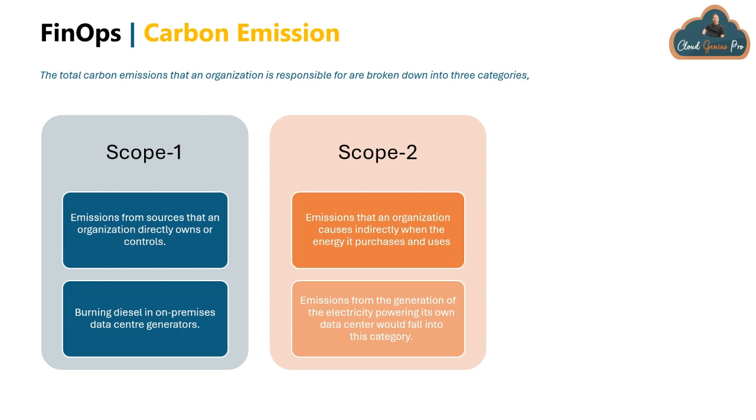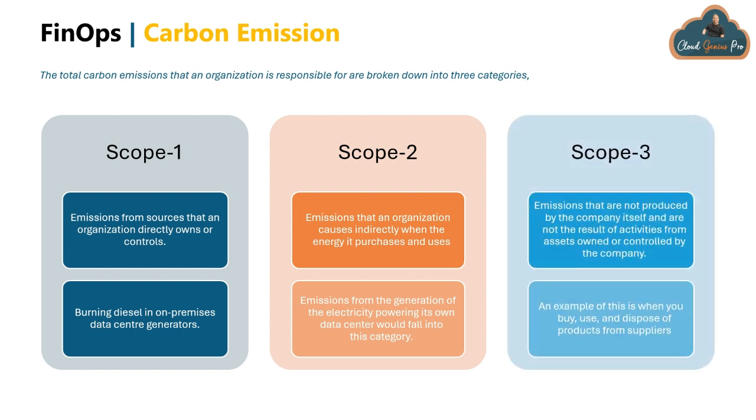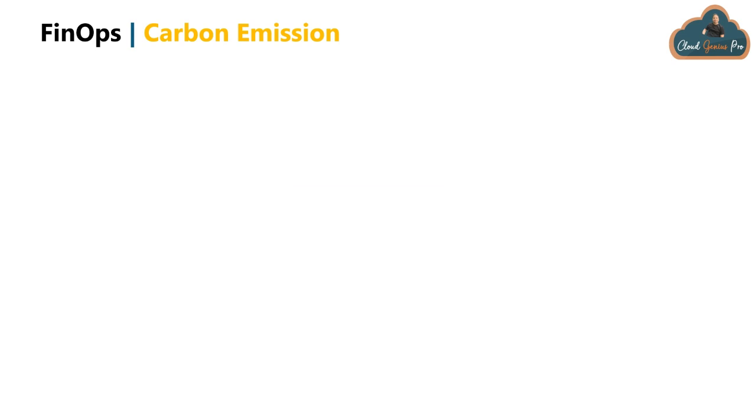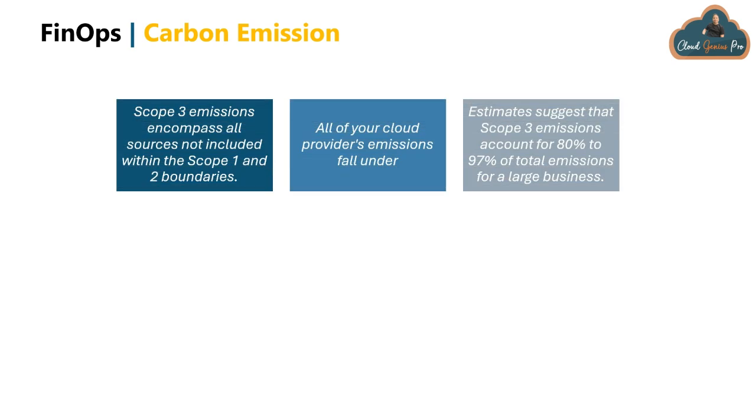Whatever emissions are happening in the backend, that is called scope 2, or that falls under the scope 2 category. Scope 3 is the category where you are not directly engaged in the emission. Somebody else is controlling the equipment or devices which are generating the carbon footprint. If we extend scope 3, it is nothing but a category where all the emissions which do not fall under the scope 1 and scope 2 boundaries come under scope 3.